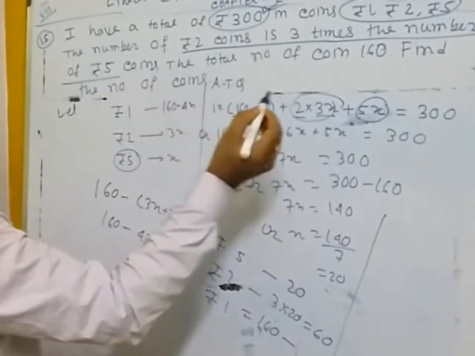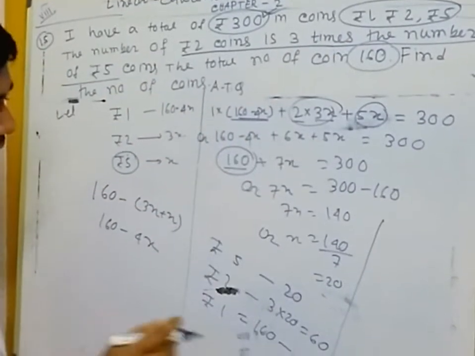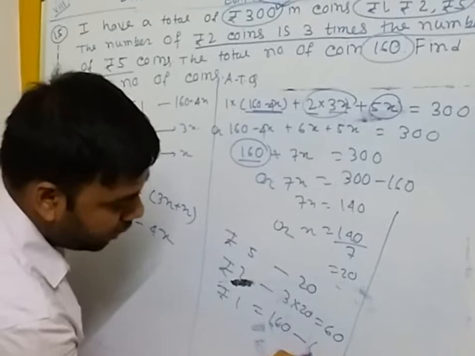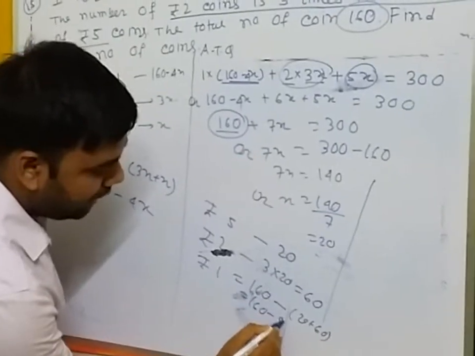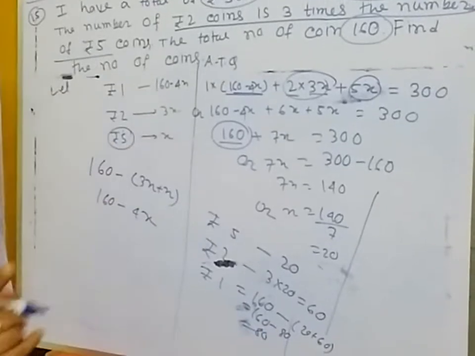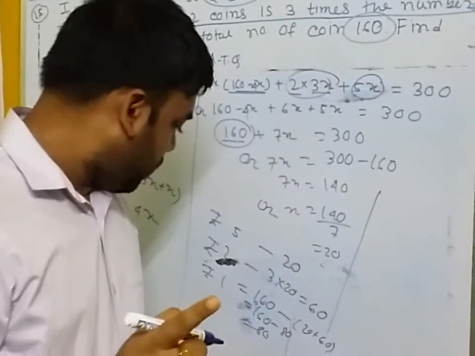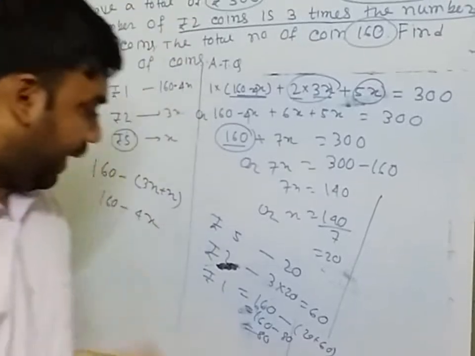It is given that the total number of coins is 160. That is 20 plus 60, 160 minus 80, that equals 80. So the number of rupees 1 coins is 80.